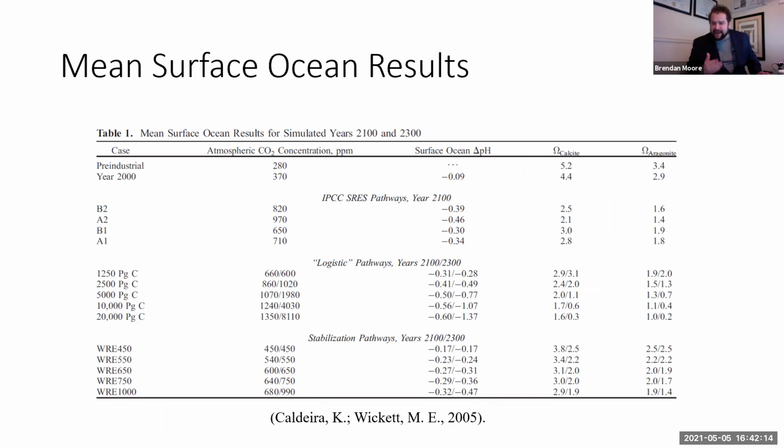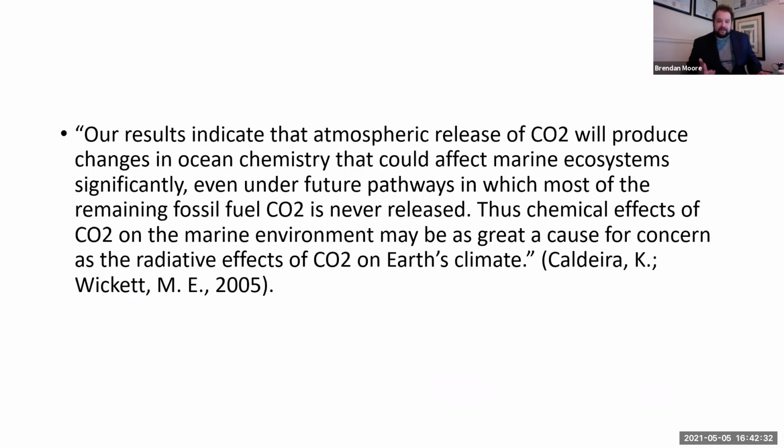You'll notice there's a negative. So if we remember pH, below 7 is more acidic and above 7 is more of a base if we look at the solutions. So as we can tell over time, the ocean's expected to get more acidic over time. And the effects of this, the result indicates that atmospheric release of CO2 will produce changes in ocean chemistry that could very much affect marine ecosystems significantly.